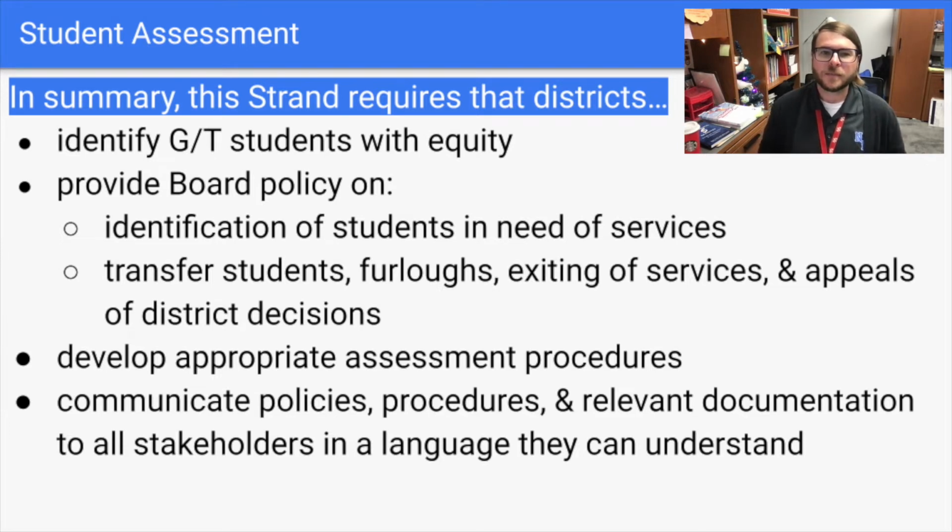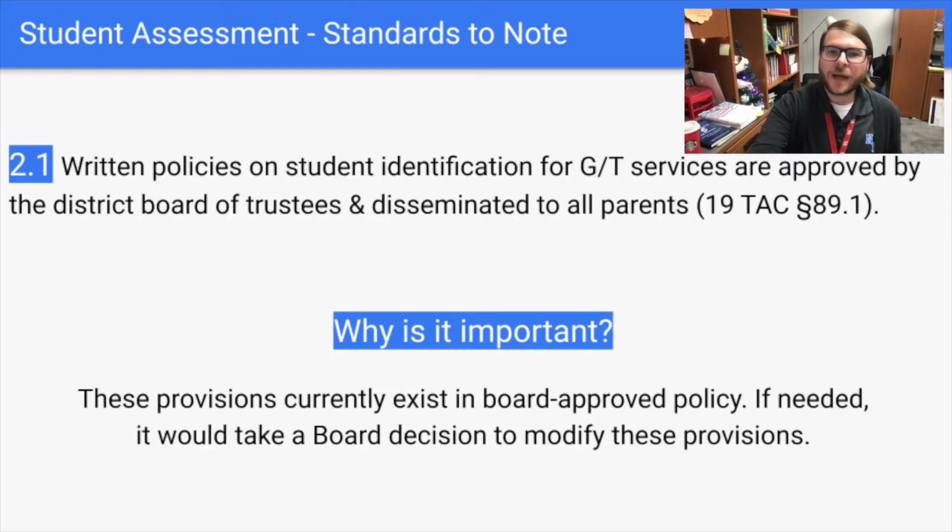All right. So we're in compliance for each of the following 8 standards that I'm about to read to you. Board policy already exists for each one, but if any of that were to be modified, if you guys thought there's something needed to be changed, it would require a board decision. So let's go ahead and go through these. 2.1 says that written policies on student identification for GT services are approved by the District Board of Trustees and disseminated to all parents. Check.